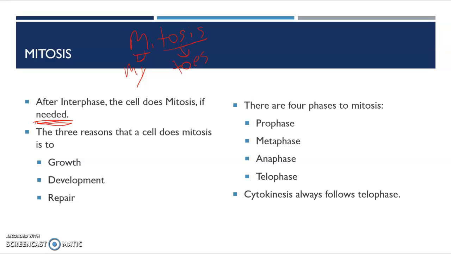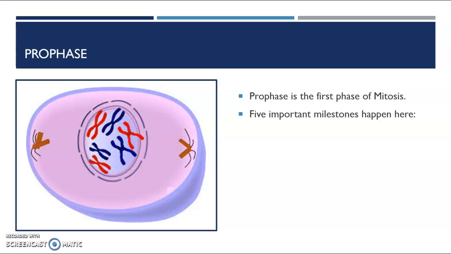There are 4 phases to mitosis: prophase, metaphase, anaphase, and telophase. And then cytokinesis is always going to follow after telophase. Prophase. Pro, I think previous, it's the first phase. Prophase is the first phase of mitosis.